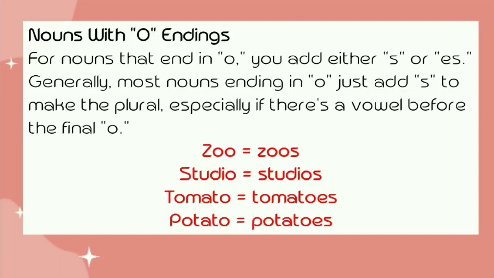Nouns with o endings. For nouns that end in o, you add either s or es. Generally, most nouns ending in o just add s to make the plural, especially if there's a vowel before the final o. Example, zoo, zoos. Studio, studios. Tomato, tomatoes. Potato, potatoes.